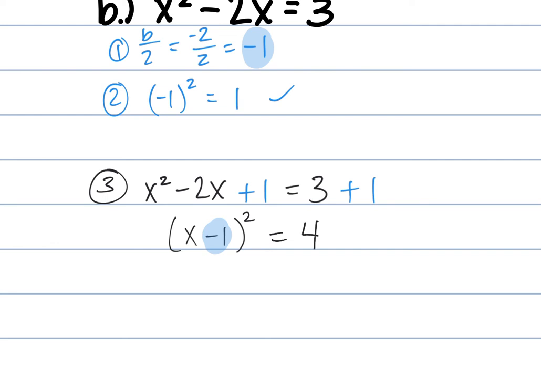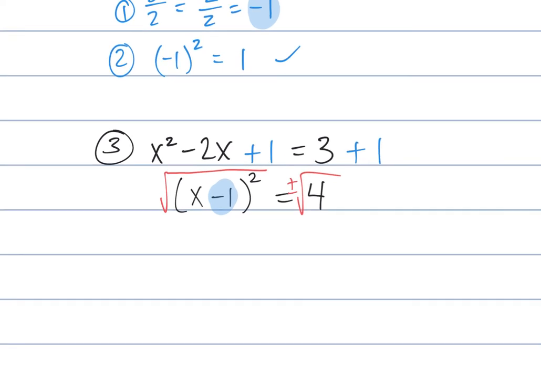Okay, now we set this equal to 4. The plus or minus does not happen until we do what? Take the square root, okay? Once we take the square root, then we add plus or minus. Are we all on the same page? Okay, so we get x minus 1 equals plus or minus, not 4, 2.